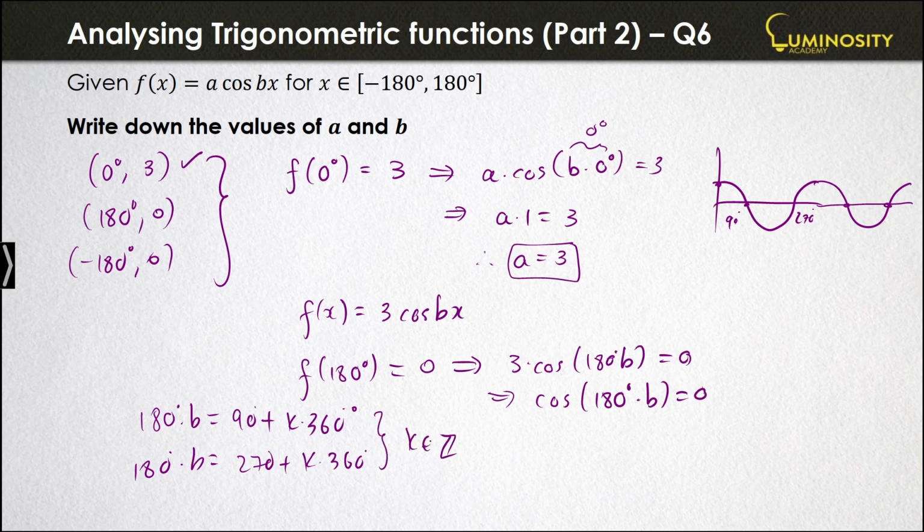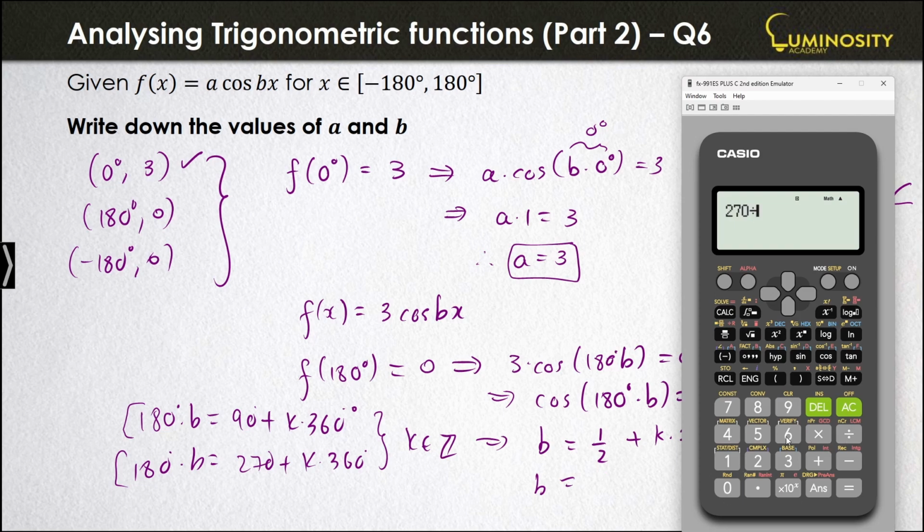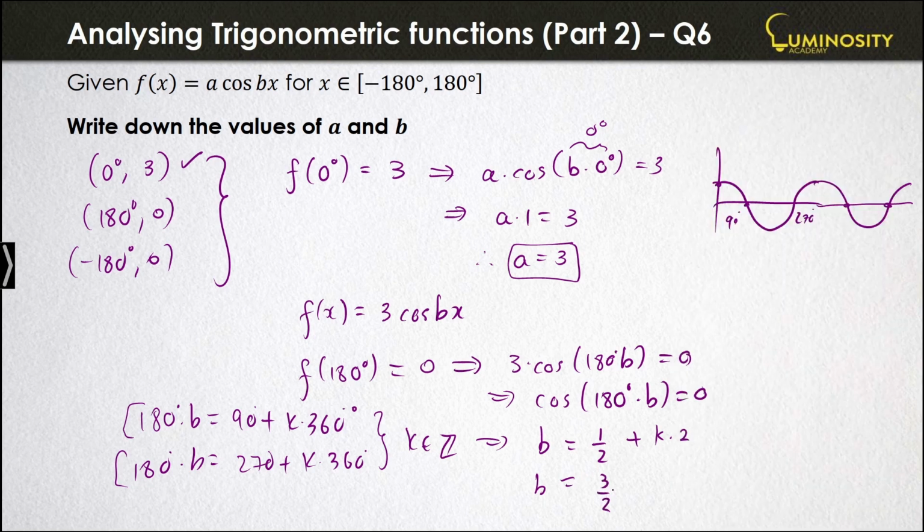But we want an actual value for b. So for the first solution here, I'm going to divide both sides by 180 degrees. So I get b equals 90 divided by 180 degrees, that is a half, plus k times 360 divided by 180 is just 2. And for the second solution set, if I divide both sides by 180 degrees, 270 degrees divided by 180 degrees gives us 3 over 2, plus k times 2.